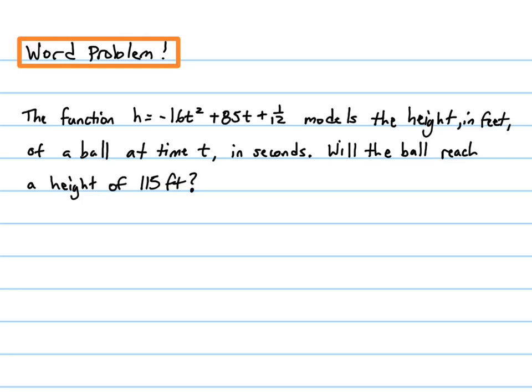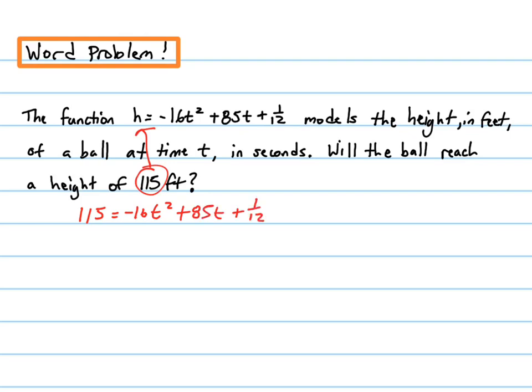All right, last problem here. The function h equals negative 16t squared plus 85t plus 1/12 models the height in feet of a ball at the time t in seconds. Will the ball reach a height of 115 feet? So we can actually use the discriminant to solve this without actually having to solve it. So what we're going to do here is plug the 115 in for h, and then use the discriminant to tell us how many solutions this equation would then have. So in this case, we've got 115 equals negative 16t squared plus 85t plus 1/12.